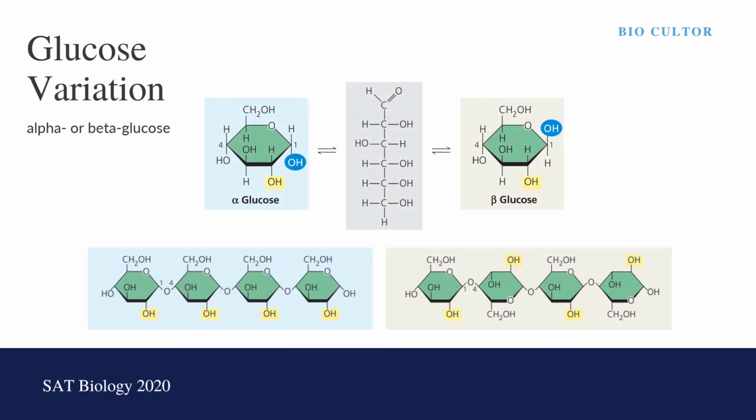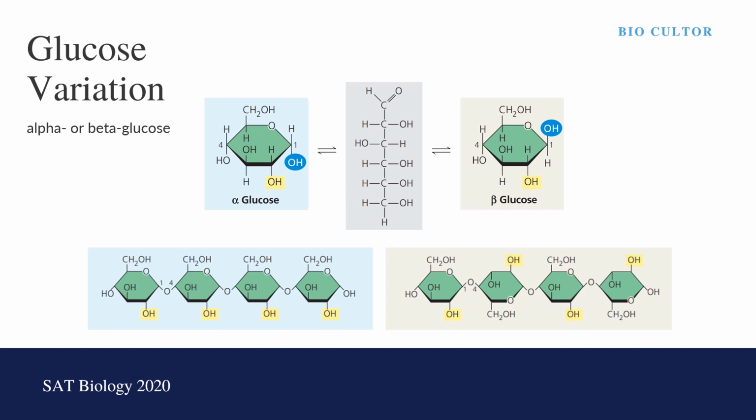Next is variations in glucose structure. Glucose is, as we already understood, a monomer. So glucose can be of two types, alpha or beta glucose. The main difference is the location of the OH group on the first carbon. If it is below, then it is alpha glucose, and if above, then it is beta-glucose.